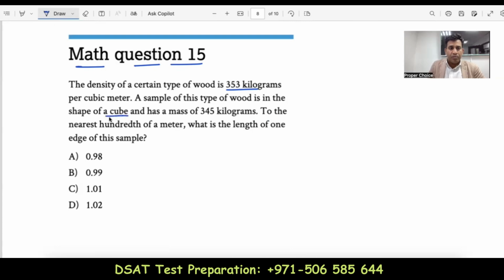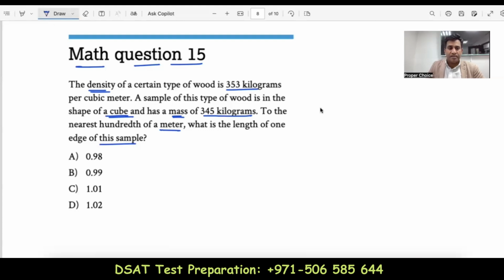This object is in the shape of a cube and whose mass is 345 kgs. To the nearest hundredths of a meter, what is the length of one edge of this sample? They're asking us what would be the length of one edge of the sample. Density has been given to us, mass has been given to us. You have to use the formula here.